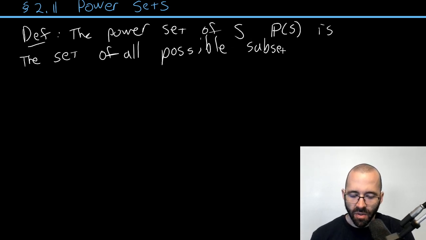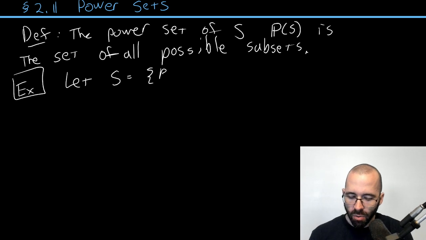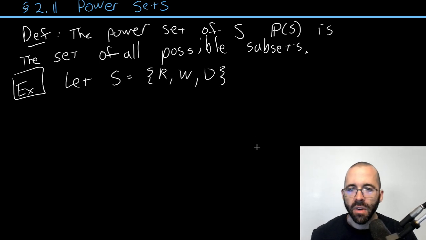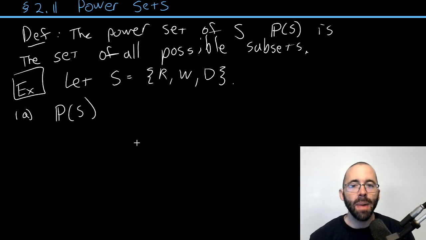All right, so that sounds a little weird, but let's just unpack that a little bit with an example. So let S be the set of read, write, and delete permissions. Okay, then the power set. Wait, I think I'm jumping ahead of myself. Well, this is part A. The power set is the set of all possible subsets. So it's the set of all possible permission combinations, if you will, right?